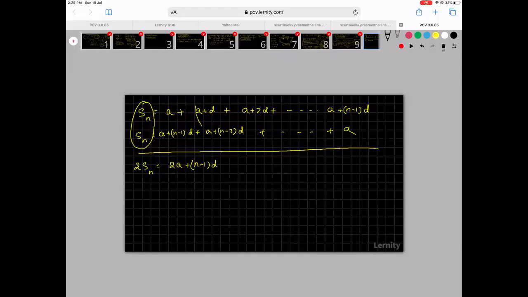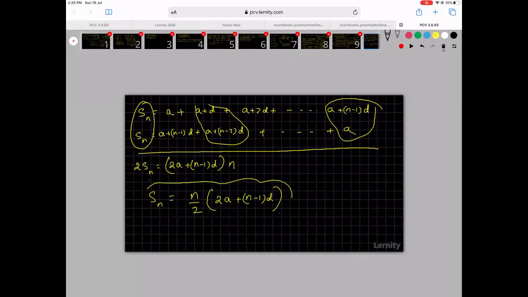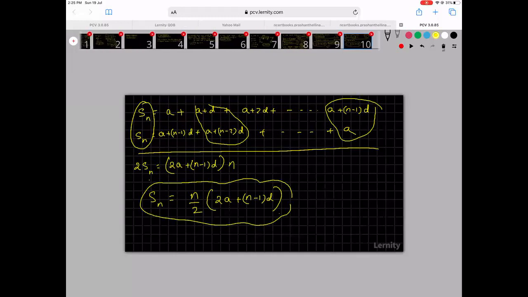This will also give you same thing. This will also give you same thing. So into n. But I want only Sn. So Sn is equal to n by 2 into 2a plus n minus 1 into d. Okay. Now, if you understand this, we will move on.